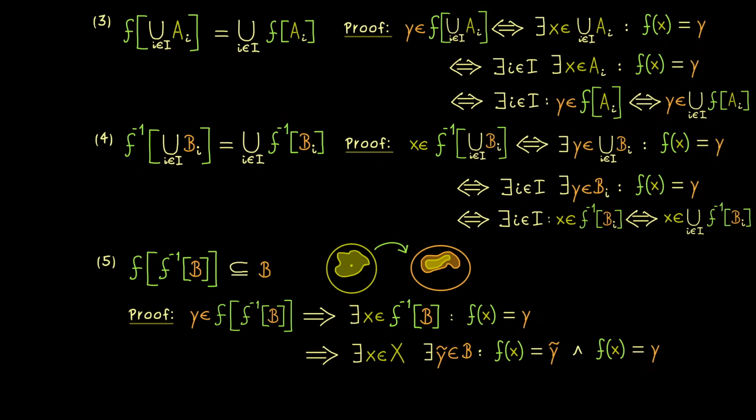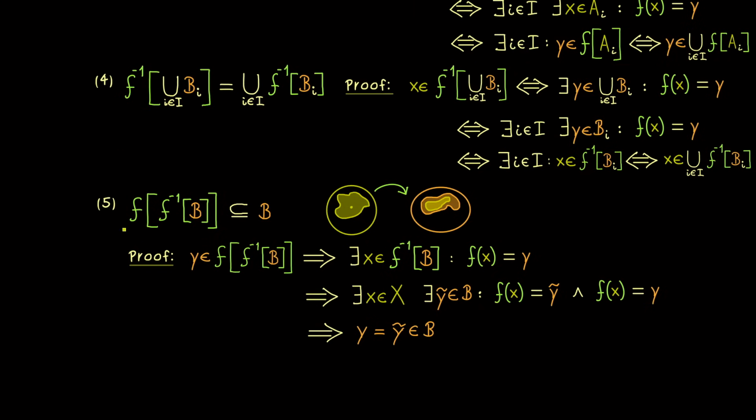However, from before, we still have the claim that f of x is also equal to y, which means y and y tilde have to be the same point. This immediately follows from the definition of a map. Each point x is sent exactly to one point y. So we have y is equal to y tilde, but y tilde lies in our B. In other words, we have shown that y lies in B, and this completes our proof.